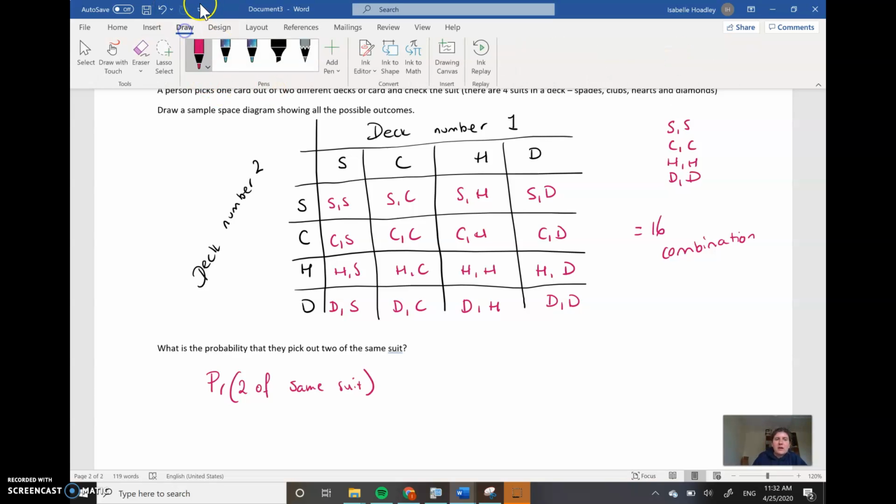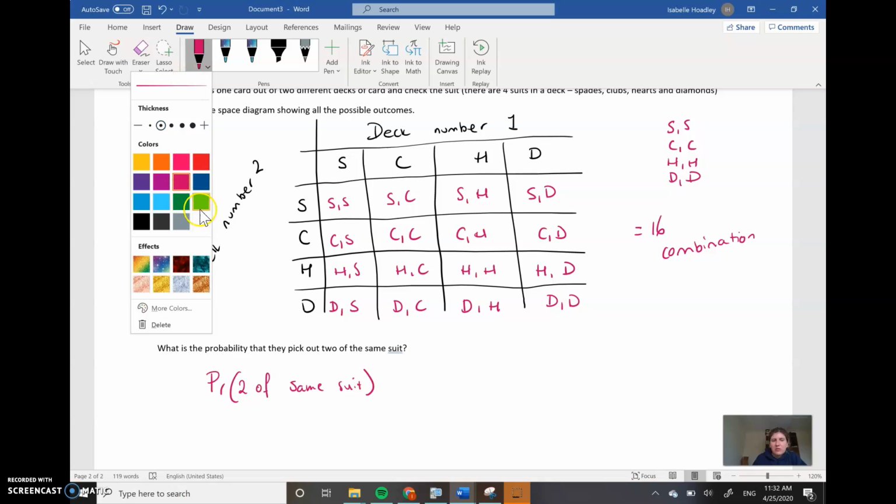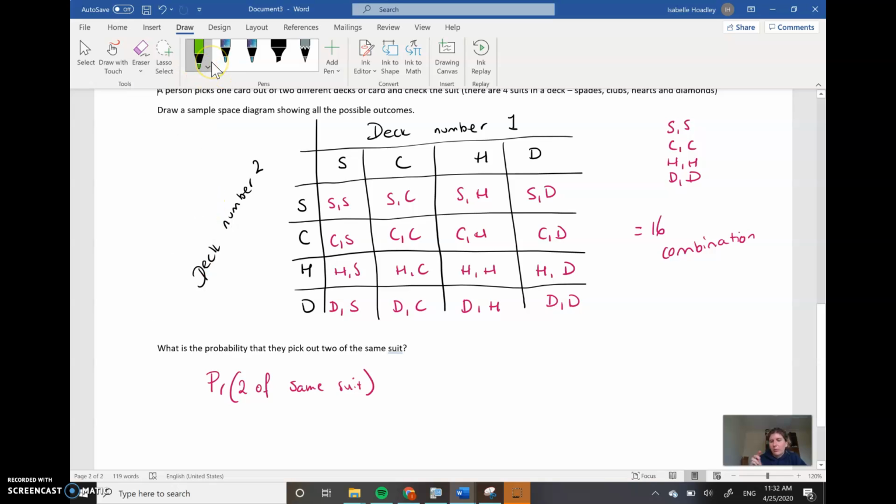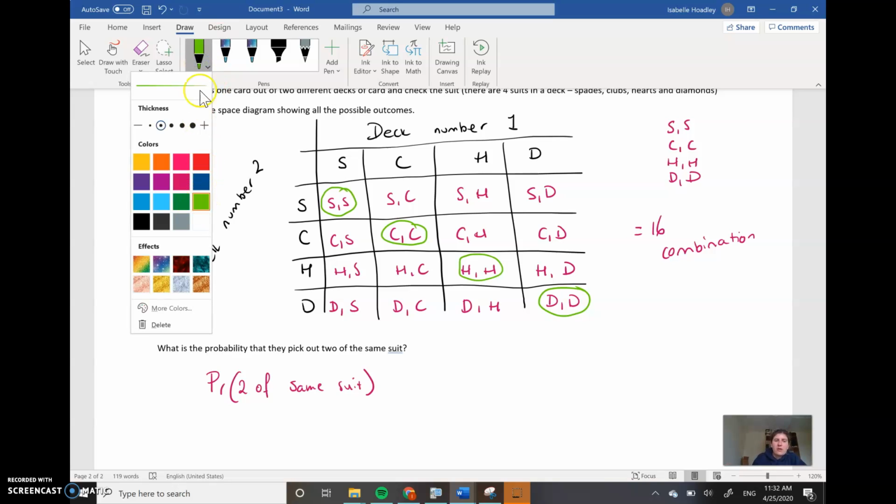And you'll see that whenever you've got the same, as long as you've written the rows and the columns in the same order, the combinations where you've got the same are always the diagonal. So there's spades, spades; clubs, clubs; hearts, hearts; and diamonds, diamonds. And that doesn't work if you had the spades and clubs around the other way around here. But if you've written them in the same order, the same ones will always be that diagonal line through the middle.